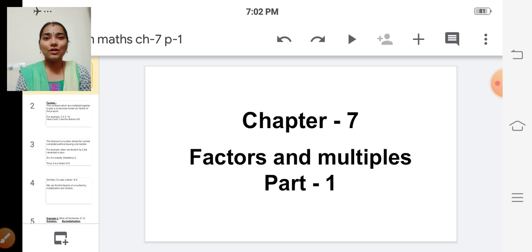So today we are going to start a new chapter. Okay, chapter number 7, factors and multiples. In the last class we have finished the revision of chapter number 6, division, isn't it? So today we are going to start the next chapter, chapter number 7, factors and multiples. First we will learn about factors, and then we will learn about multiples, okay?